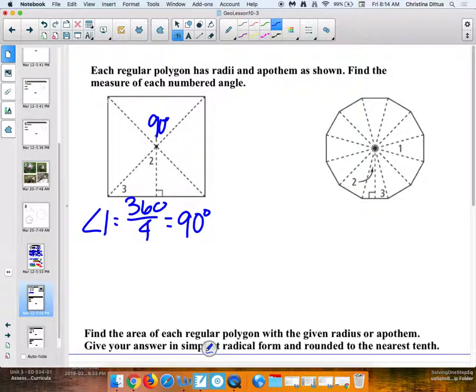So this guy's 90. Caleb, how can I find angle 2? It's 45. How do you get 45? Because if it was a vertical, the other angle next to 2 would have been a 90. You just cut it in half. Half of 90 is 45. So this guy's 45.